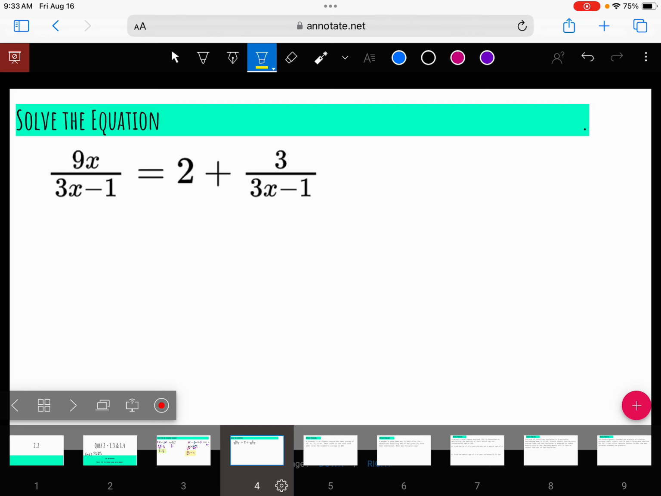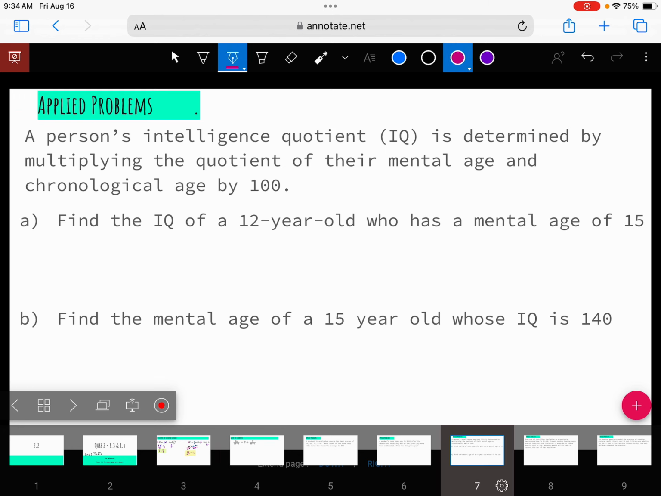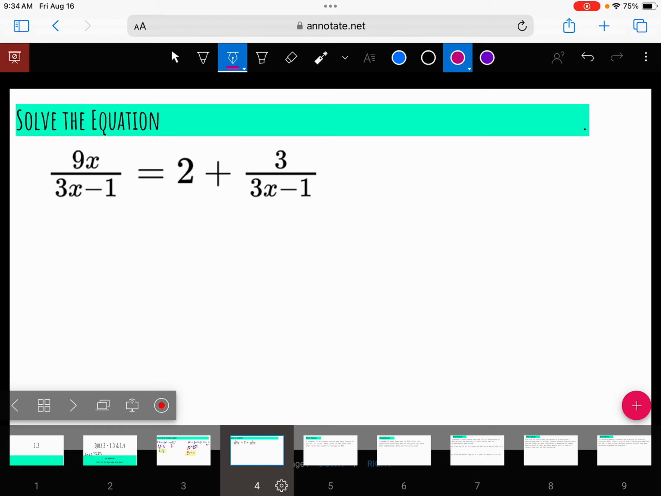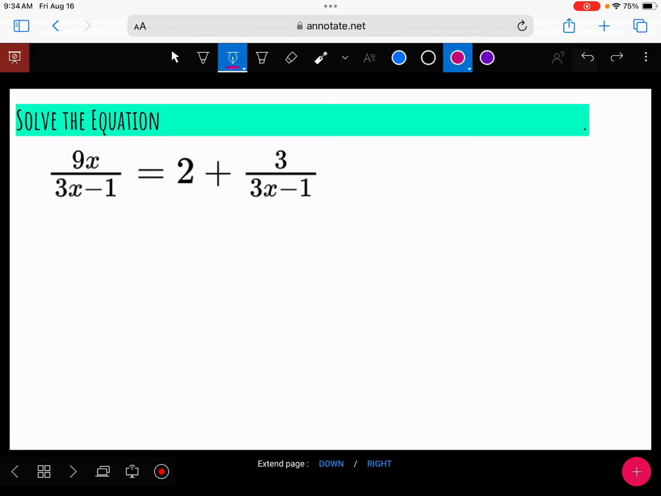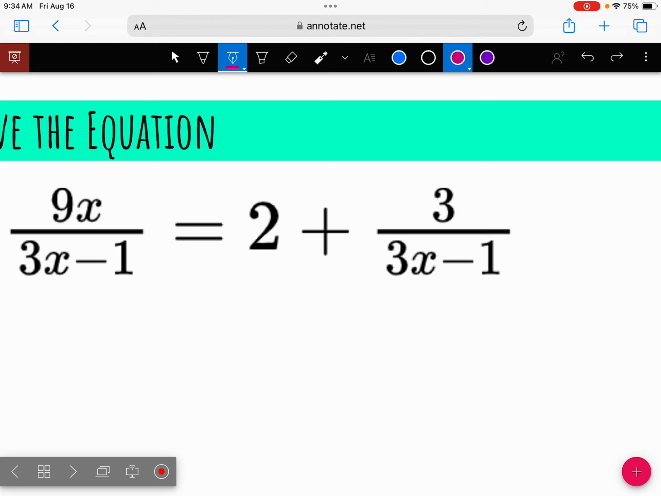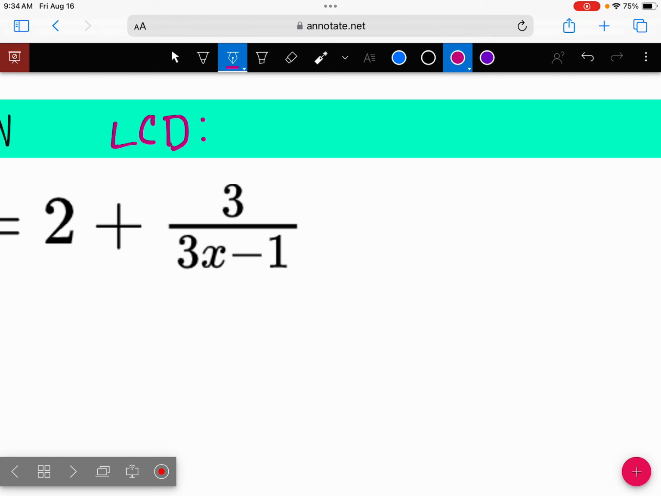I see a denominator. We go, ew, denominators. So to get rid of all our denominators, we can multiply by that least common denominator, which is also our least common multiple, which is going to be 3x minus 1. If I multiply by what's in the denominator, I'm going to straight up get rid of my denominators.